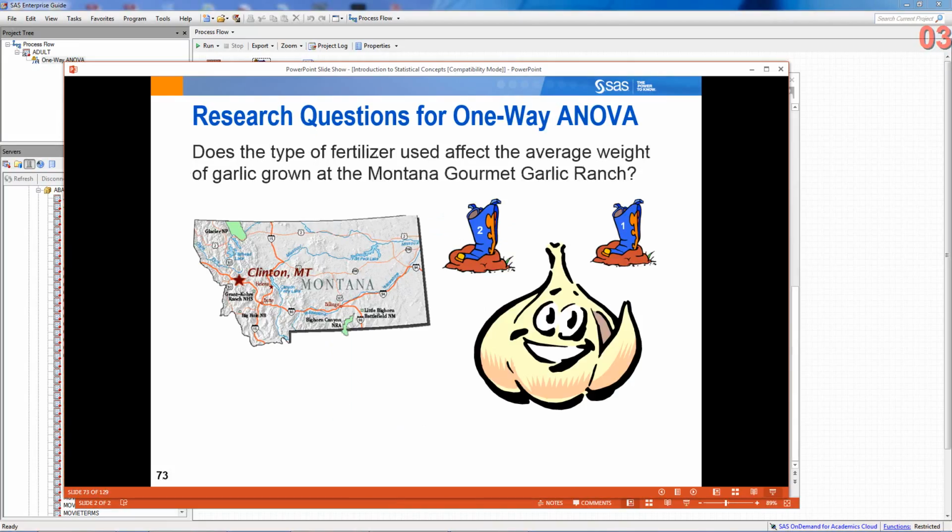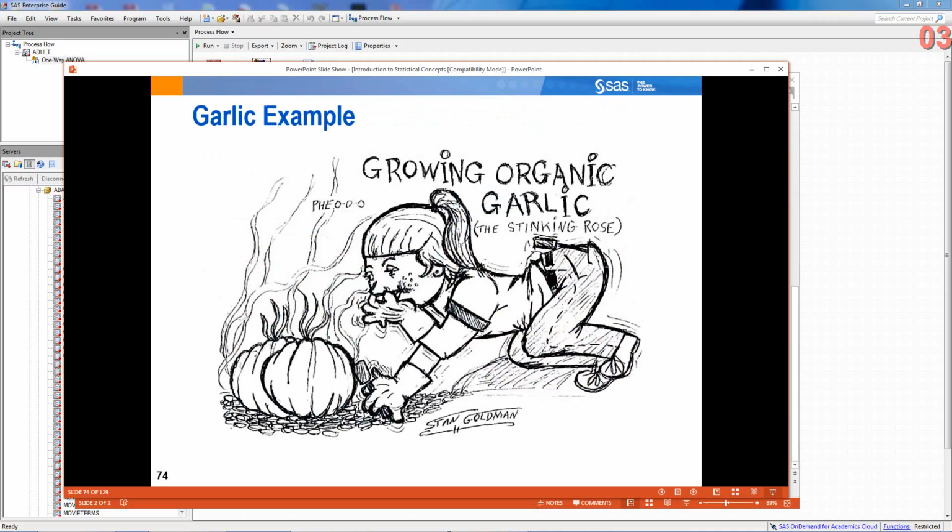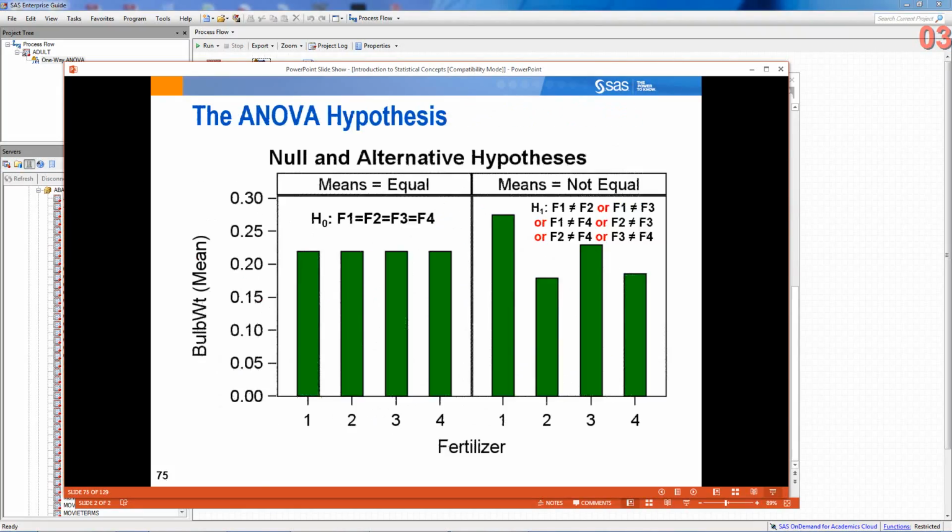The example used in this presentation is where we want to test if different fertilizers can yield different amounts of garlic, and it's done on a farm in Montana. The amount of garlic grown is the dependent variable, and the independent variable will be the different types of fertilizers.